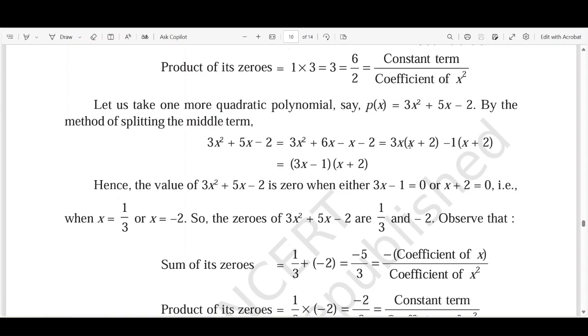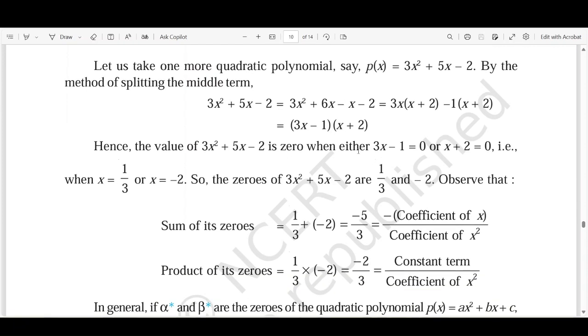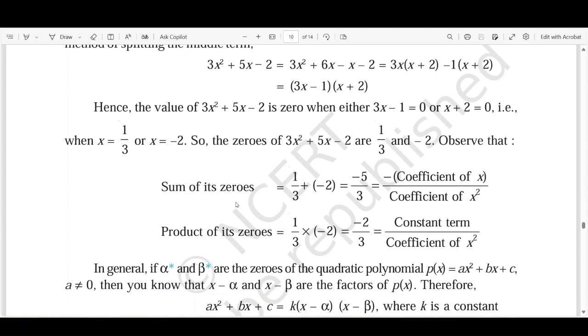So now they have determined the factors to be 3x minus 1 into x plus 2. Now they want to determine the zeros. So by equating both the factors to 0, they are getting the values to be x equal to 1 by 3 and minus 2.